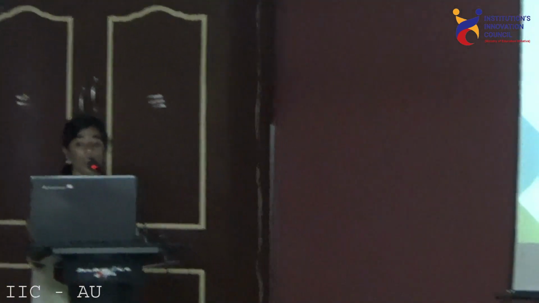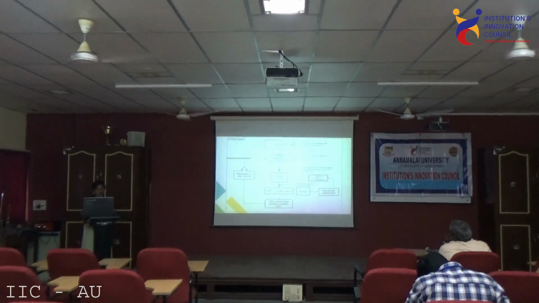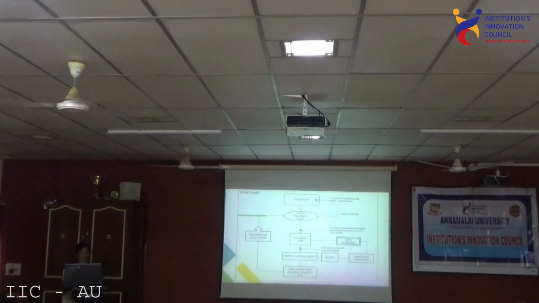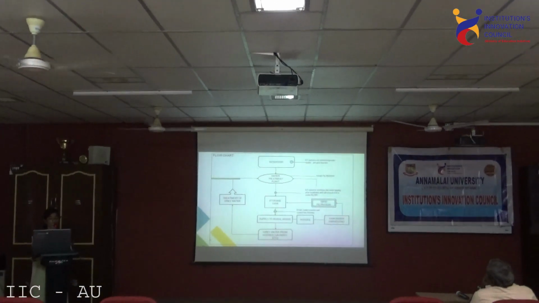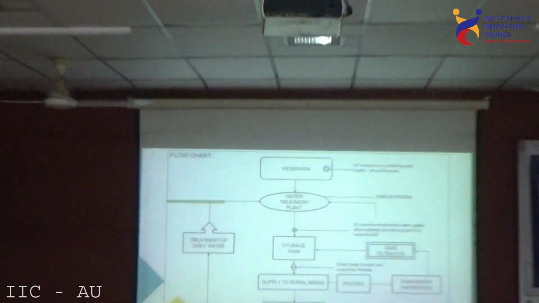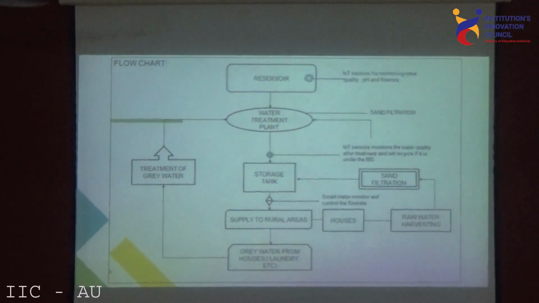In houses, they use a rainwater harvesting system, where sand filtration is used. This also goes and is stored in the storage tank and supplied to rural areas. Grey water from houses, for example laundry and household wastes, also undergoes treatment, and it is again stored in the storage tank and supplied to the rural areas.